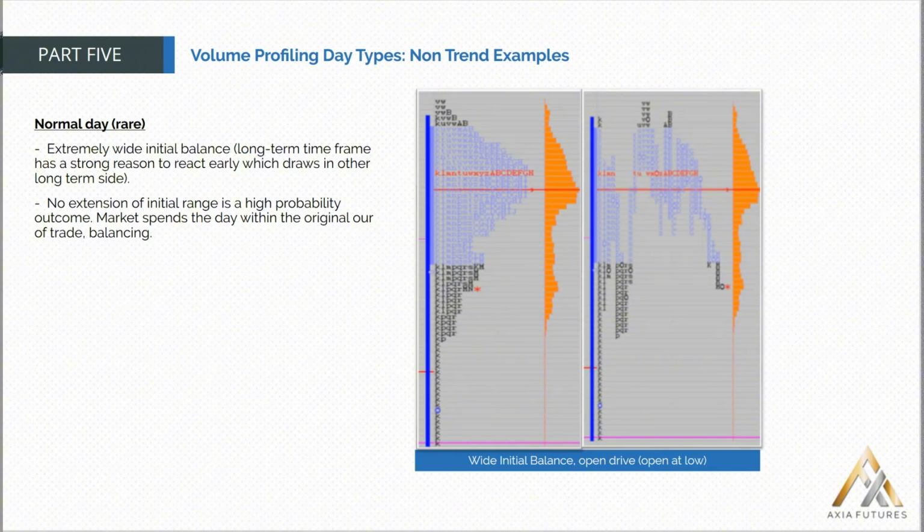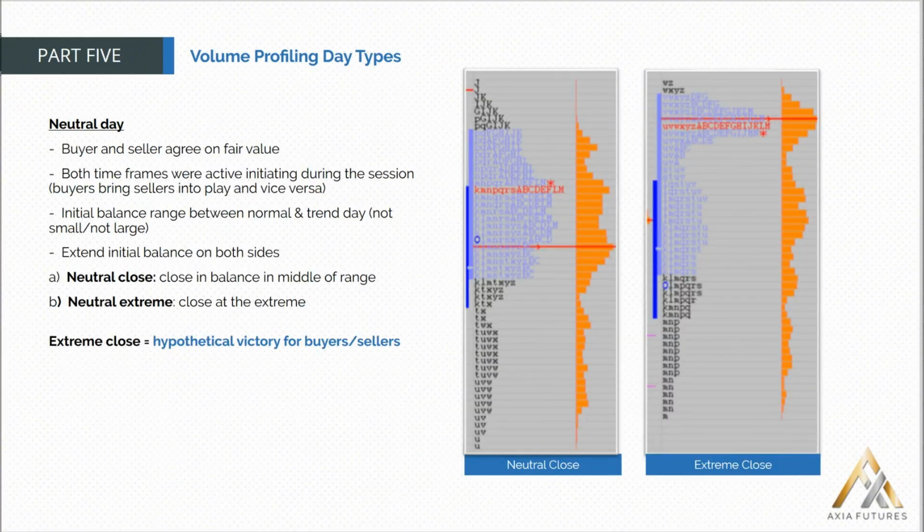Let's now turn our attention to the next day type, the neutral day. So the neutral day is where a buyer and a seller agree on fair value quite easily and quite often. Now, both time frames are very active within this day type, and they tend to initiate until they run into responsive participants, and then they tend to reverse, and the market goes in the other direction, and it keeps pinging and reversing the entire session.